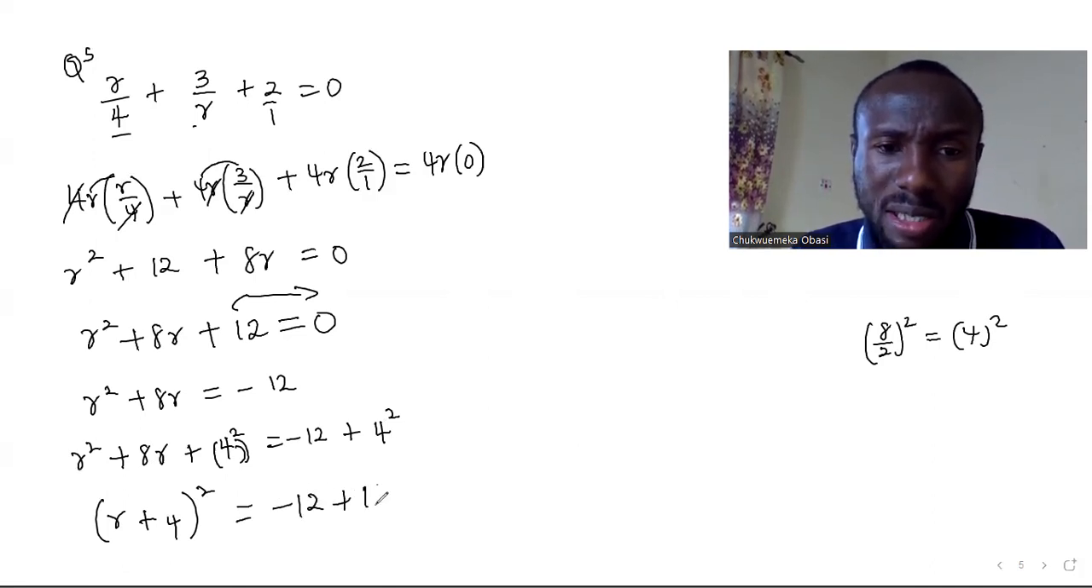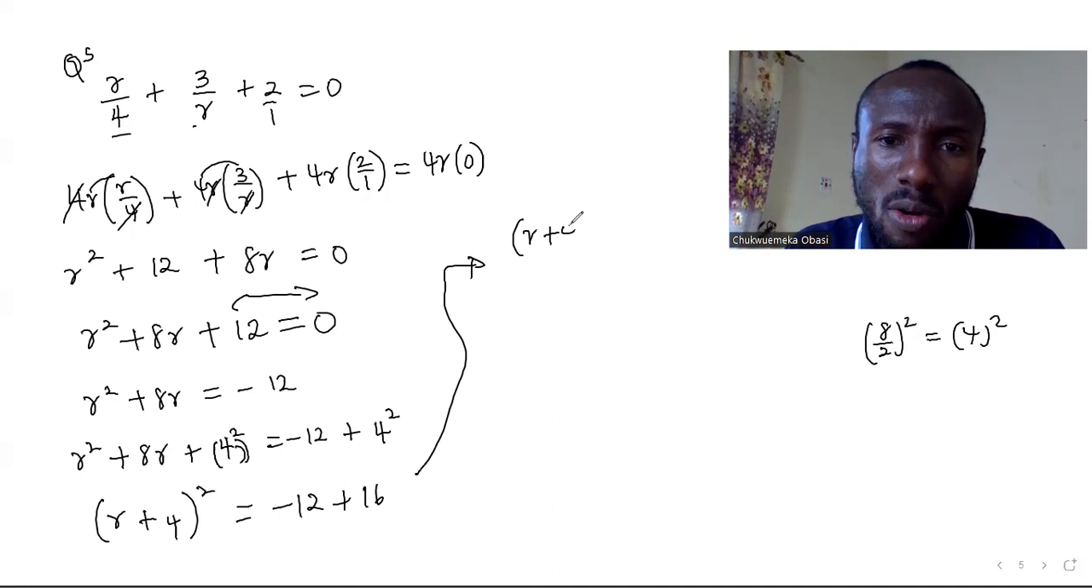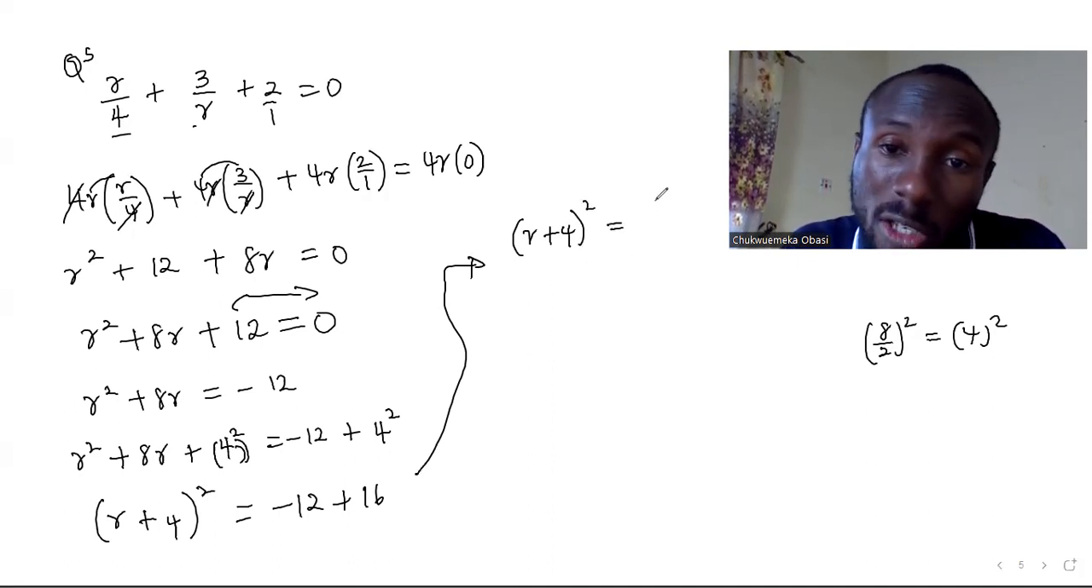Now 4 squared is 16, right? And now we take these guys to this side. This is like r plus 4 all squared equal to minus 12 plus 16. That will give me positive 4.